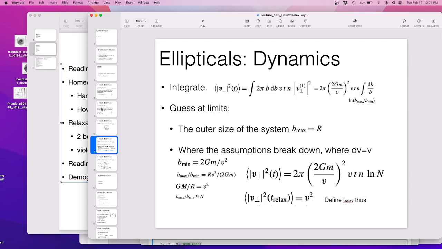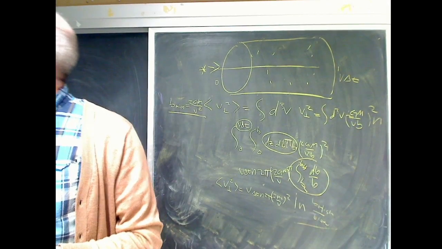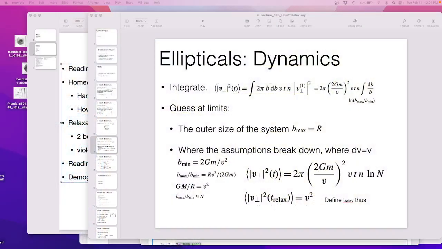Sorry, all the hand waving. I gotta remember how all the hand waving works. So actually, I want it back up there. So b min is going to be 2GM over v squared. So this is just saying 1/2 v squared equals 2GM over b is the potential energy. The potential energy is the change in the kinetic energy.